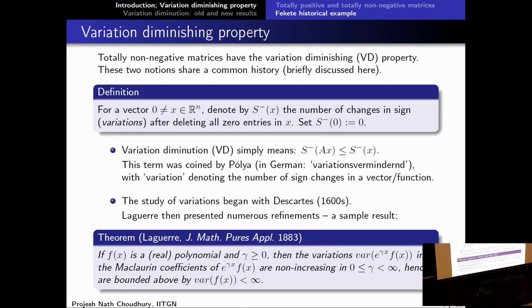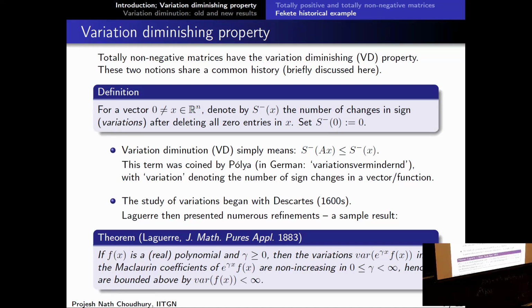So what Laguerre's result actually says is that for any real polynomial and any positive gamma, e to the power gamma x times f of x, this function has an infinite series, with infinitely many coefficients. So potentially there are infinitely many sign changes. But this result says that there are only finitely many sign changes. So that was that example basically. Here, the number of sign changes in the coefficients of this function is at most 2.